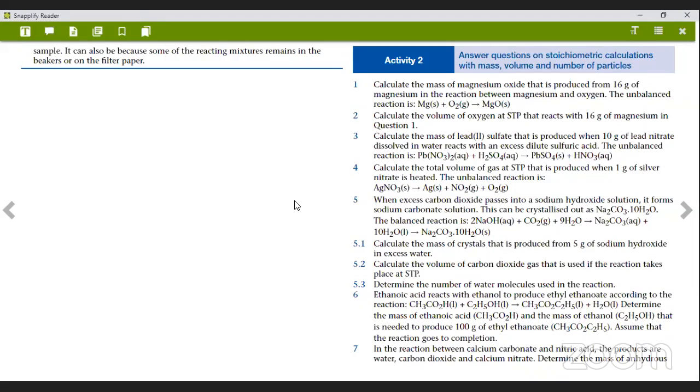This is very similar to the example that we did just before this. So let me go back to that problem and see how we get it. They want the volume now of oxygen. Before they wanted the mass of magnesium oxide. Now they want the volume of oxygen. So let me just go to that problem.